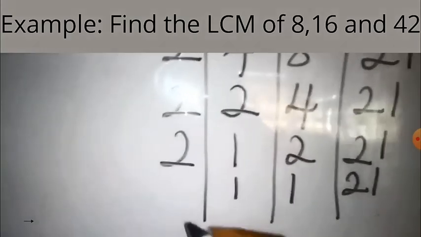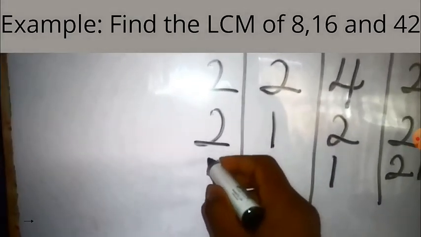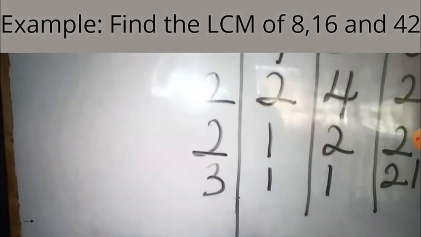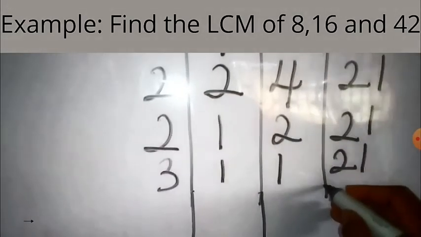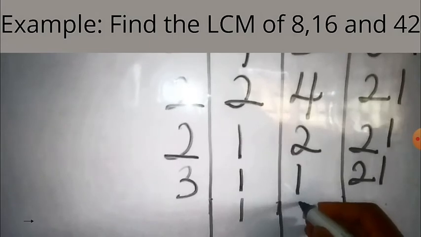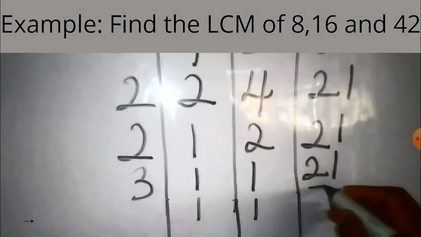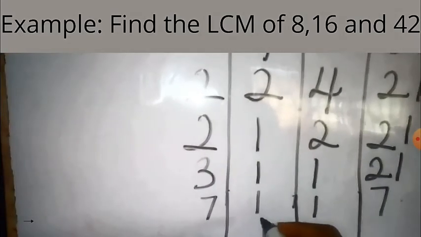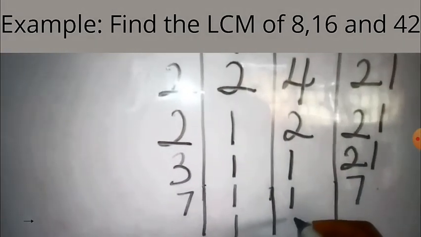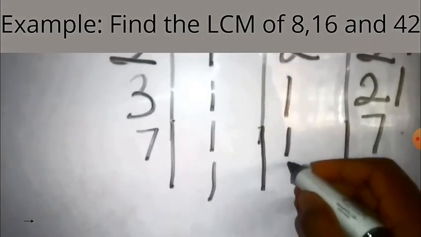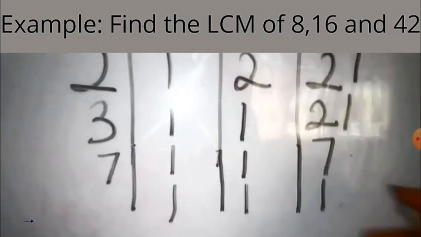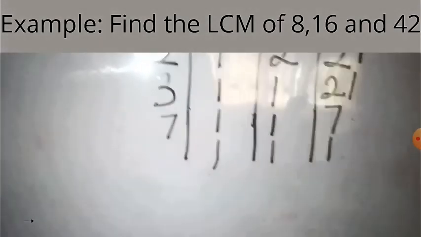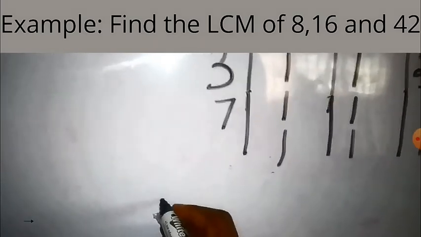Now the next smallest prime number that can divide is 3. 3 goes into 1 1, 3 goes into 1, and 3 goes into 21 7. The next prime number that can divide is 7. 7 goes into 1 1, 7 goes into 1 1, and 7 goes into 7 1. And so we have 1 as the final answer for all of them.